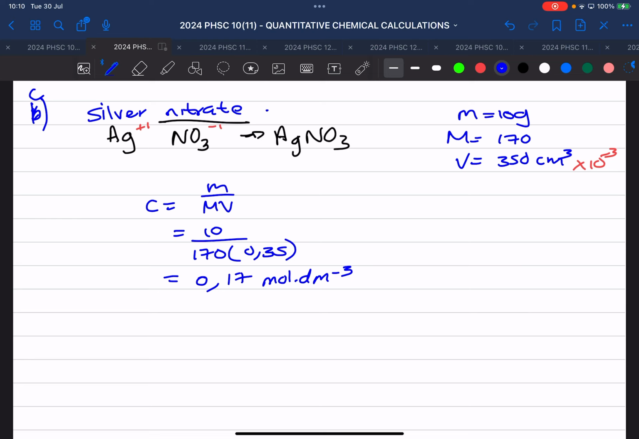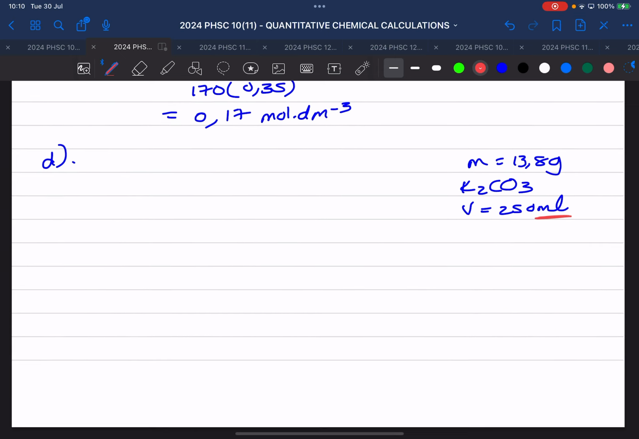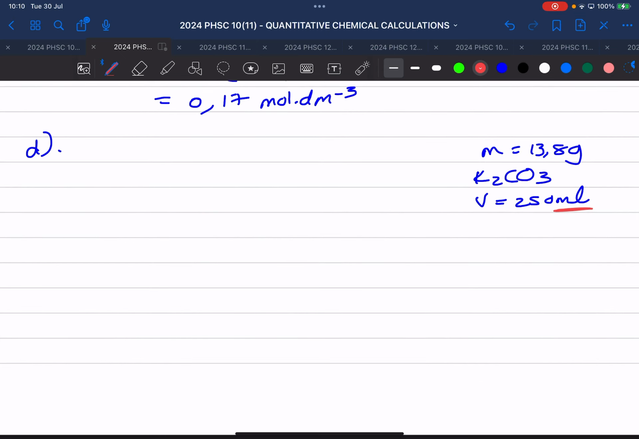Okay, then D, they say there: what is the potassium ion concentration in the mass of 13.8 grams of potassium carbonate, and the volume is 250 milliliters? 250 milliliters. Do we work in milliliters? No, we work in liters. So how are you going to convert?